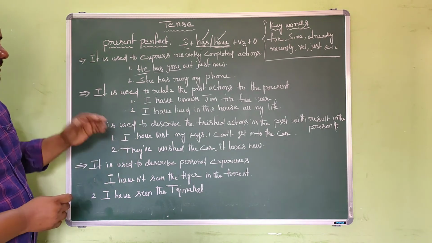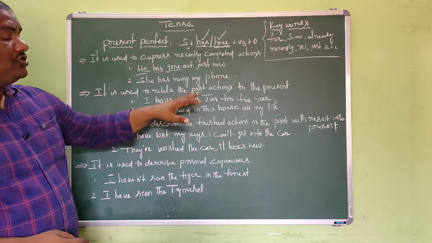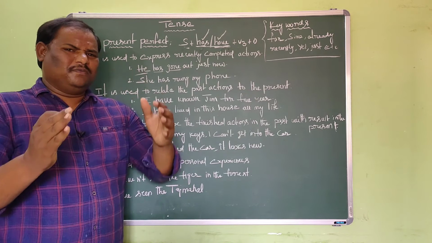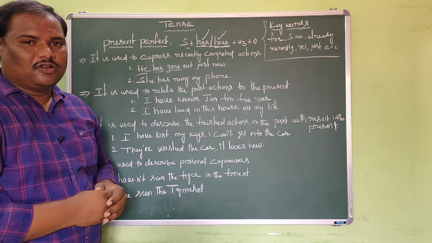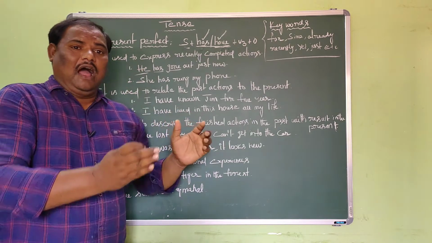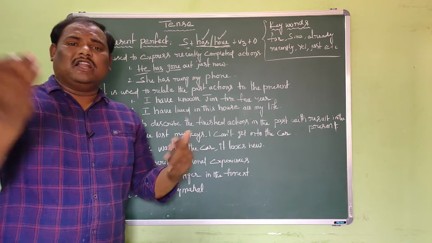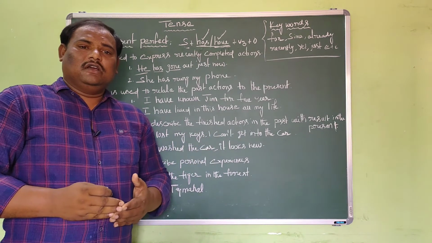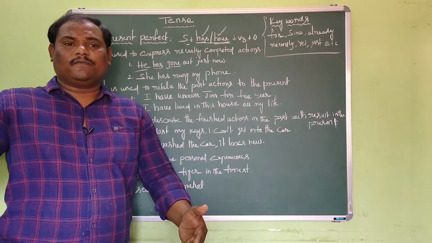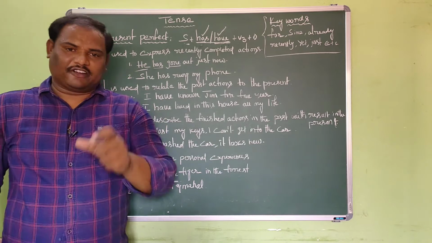Come on, have a look at these examples. I have known him for 5 years. I have known Jim. It is Jim. I have known Jim for 5 years. Knowing Jim started 5 years back. Still, I know Jim. Jim తెలుసుకోవడం అనేది 5 years back స్టార్ట్ అయ్యింది. ఇంకా నాకు జిమ్ తెలుసు అంటే this is the action which is started in the past and still continuing in the present. So it has been written in present perfect tense.